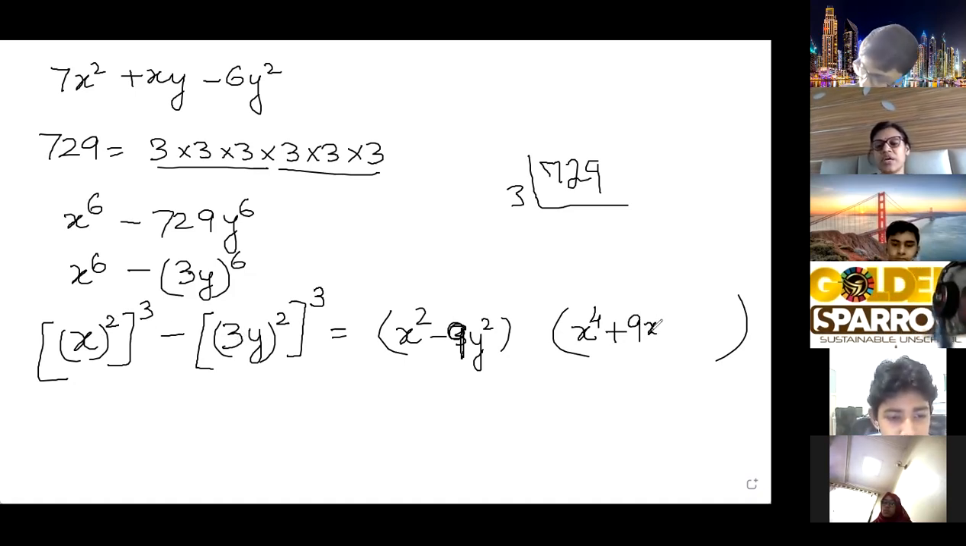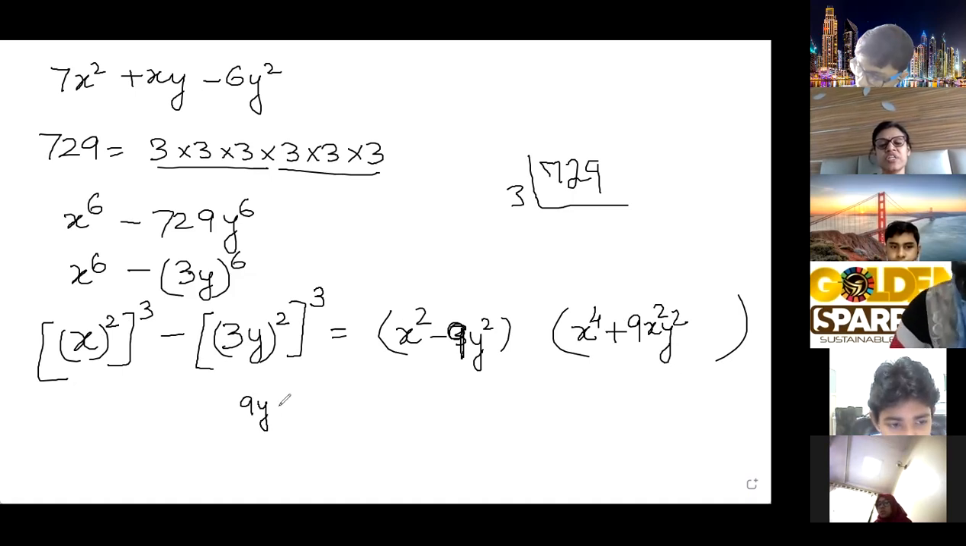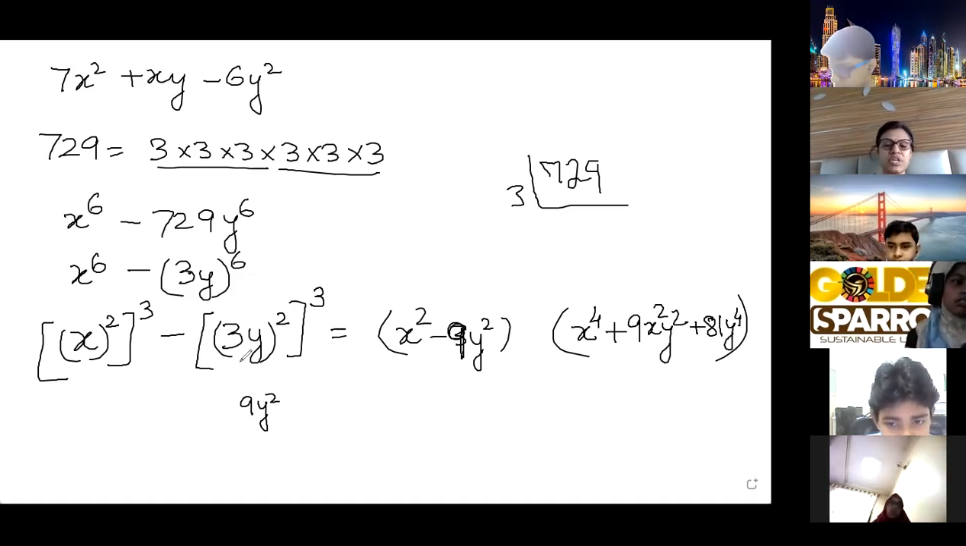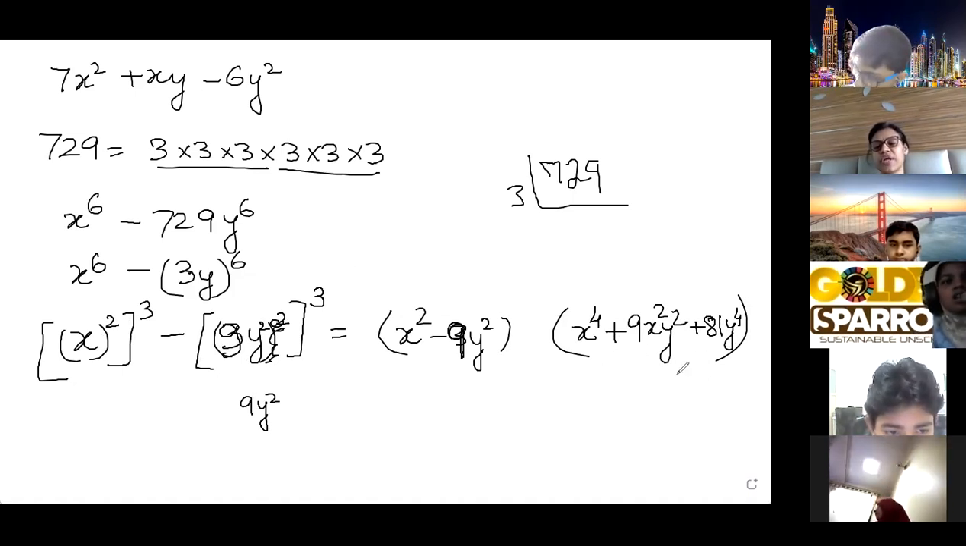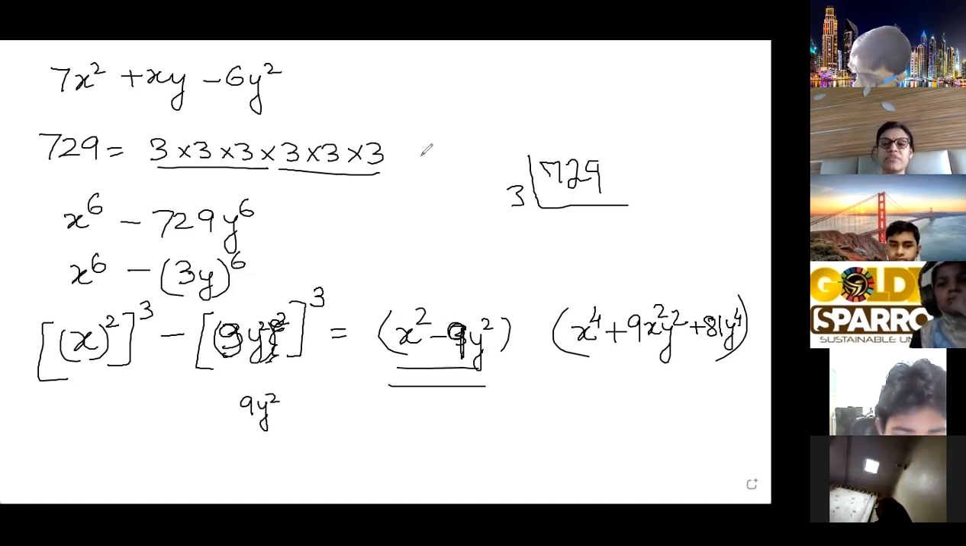So 9x square y square you got. And the third term was b square. B is actually 9y square. So the whole square of 9y square is 81y raised to 4. Okay, if there is confusion, then just write 9y square. If you get confused in writing the square of 3y, then better you write 9y square, and its cube. That way also you can write so that you don't get confused. And after that, break this and then we did.